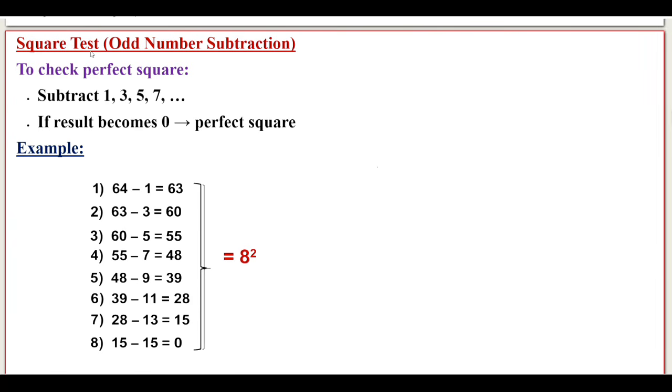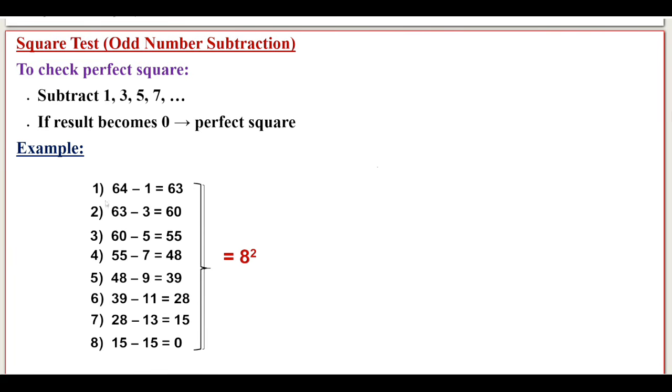Next one is a square test, a square test for odd number subtraction. This is called repeated subtraction. To check whether the given number is a square number or not, we have this method, the repeated subtraction method. Repeatedly subtract the odd numbers 1, 3, 5, 7. If the result becomes 0, it's a perfect square number. If it's not 0, it's not a perfect square number. This is one of the tests to check whether the given number is a perfect square or not.